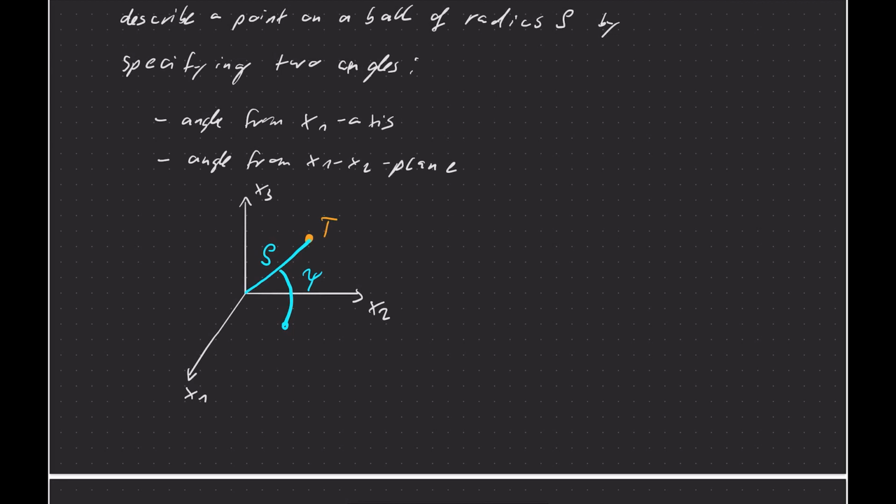And finally, we connect this new point here with the origin. Then we can describe the angle between this connection and the x1 axis through another angle, that's phi. So that kind of combines the idea of planar polar coordinates with an elevation above the x1, x2 plane.